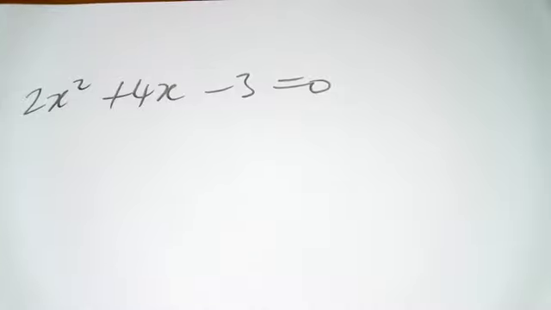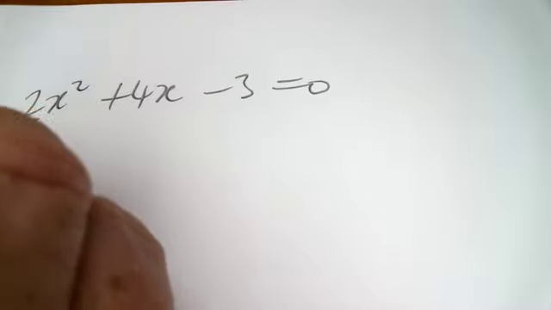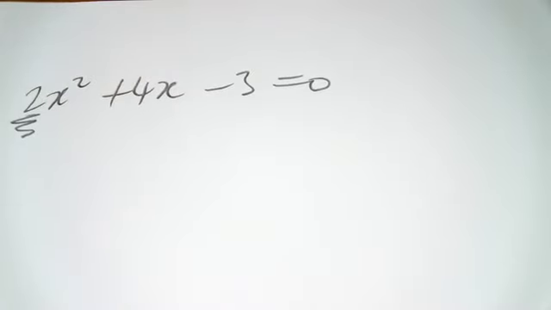Okay, completing the square part 2. Now this is for when we have a coefficient which is not 1, it's 2 or 3 or 10 or whatever else. So this is what we do this time.